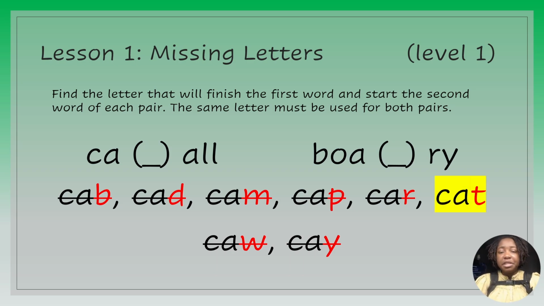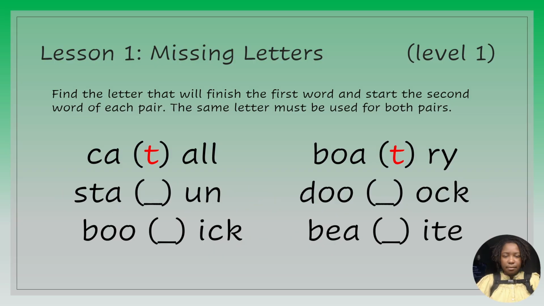So from your original shortlist, only cat actually works. If you guessed cat on your first guess, you would have landed on the correct answer straight away, which would have felt really easy. Using T, you form the chain cat, tall, boat, and try, all valid words.